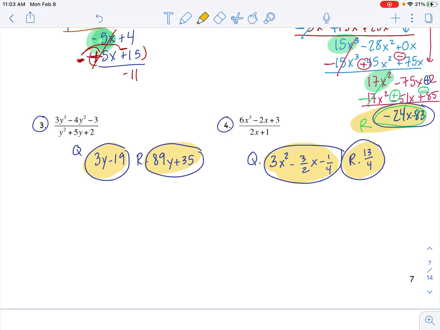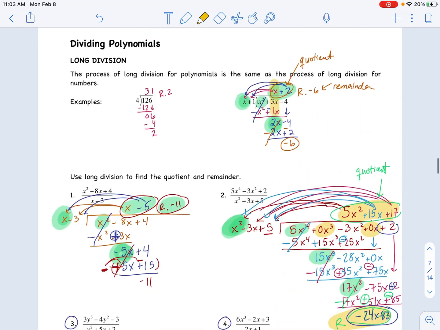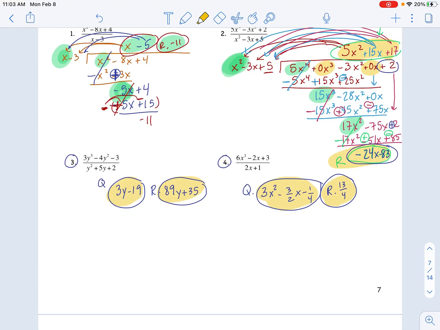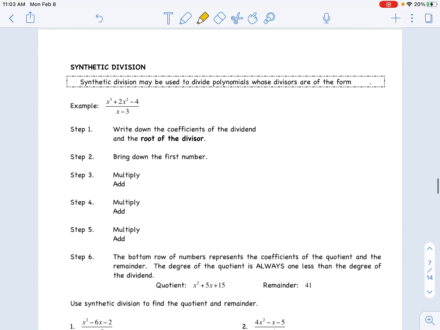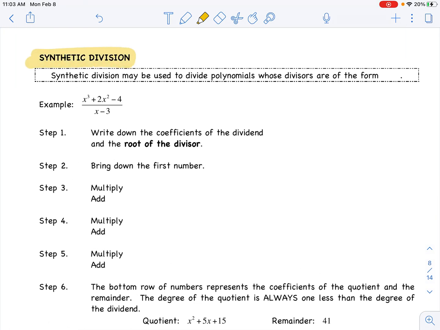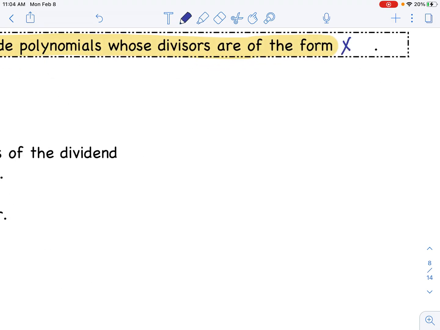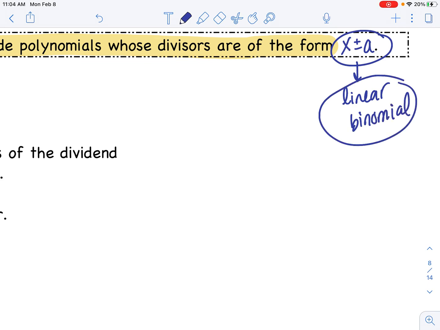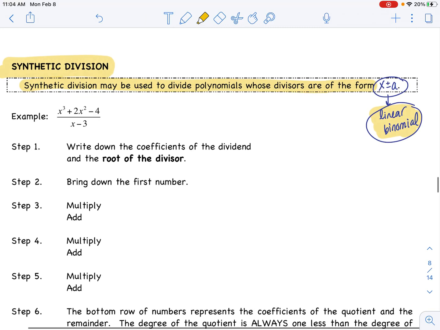Okay, so long division, while it's so fun, and I know you guys really enjoyed doing those problems, there is another way to divide polynomials. So if you go on to the next page, there is the method called synthetic division. Now synthetic division is going to be a lot easier, but it's only going to work if, and it didn't show up on here for some reason, sorry about that. Synthetic division may be used to divide polynomials whose divisors are of the form, this is a really important part of it, x plus or minus a. So it needs to be what's called a linear binomial. That's the only time we can use synthetic division.